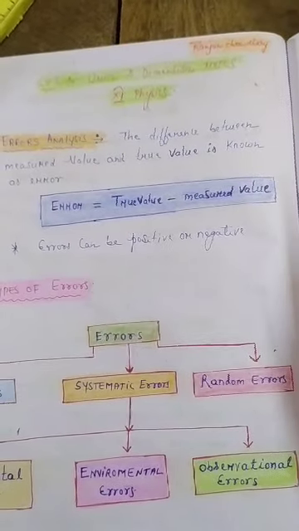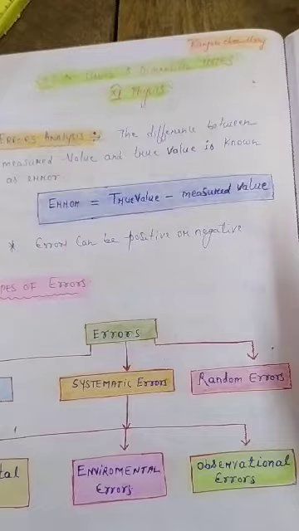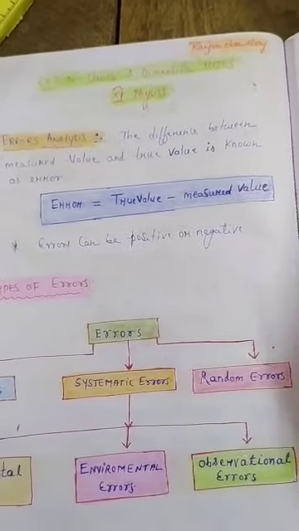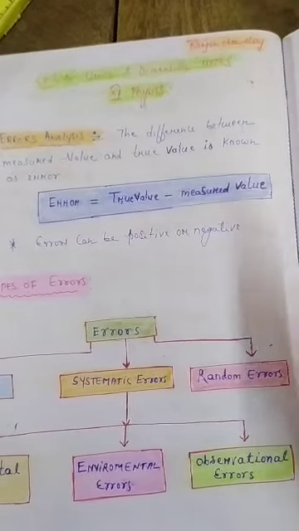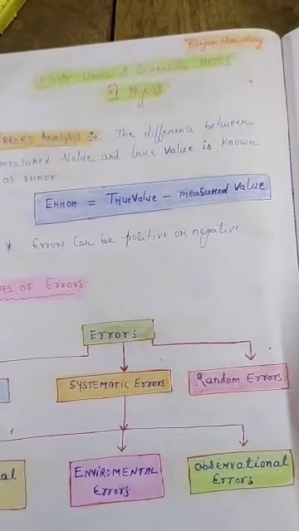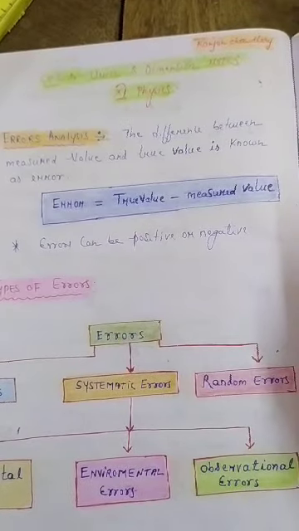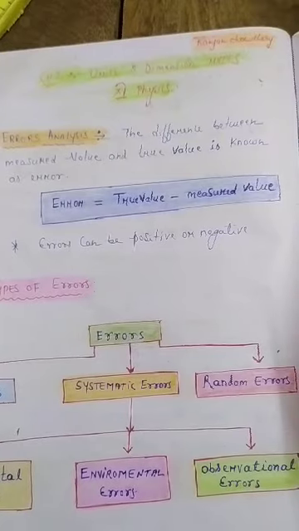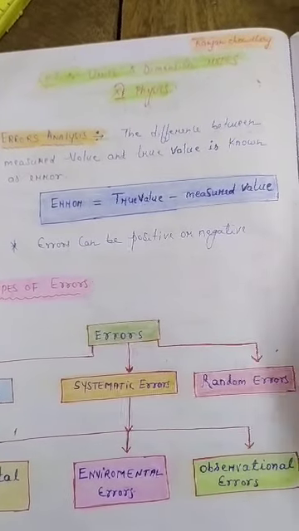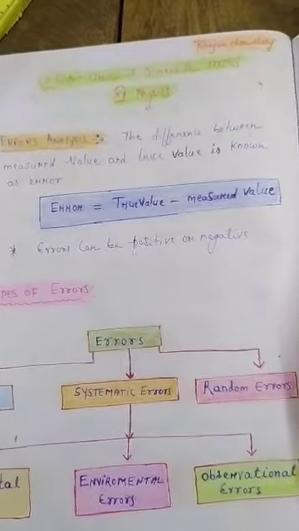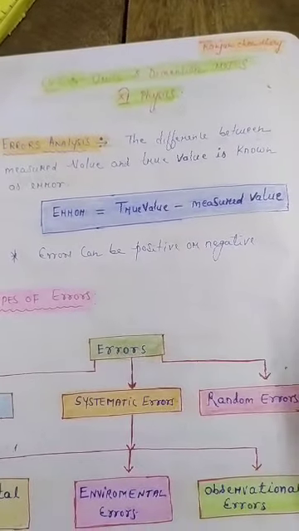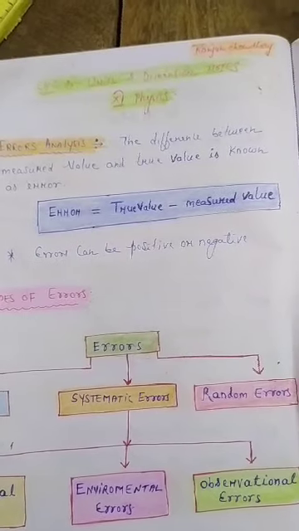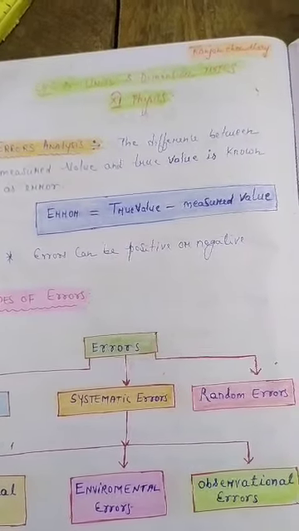What is meant by errors? Error means just mistakes. These mistakes can be made by human beings or by the measuring devices, right? So going by the definition, what is error? It is the difference between measured value and true value. The difference between measured value and true value is known as error. So now comes what is meant by true value and what is meant by measured value.